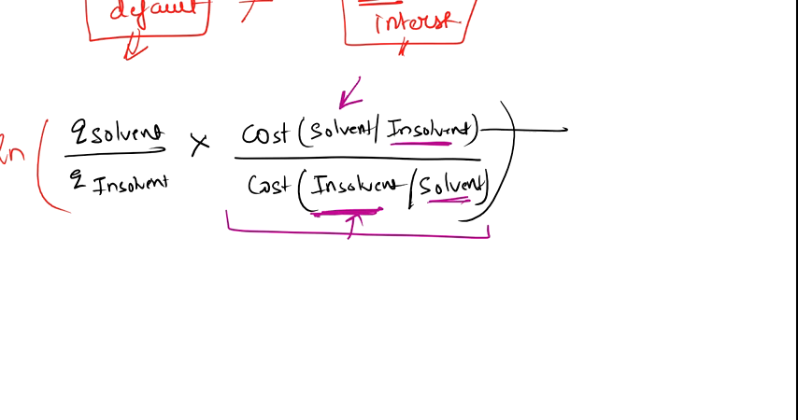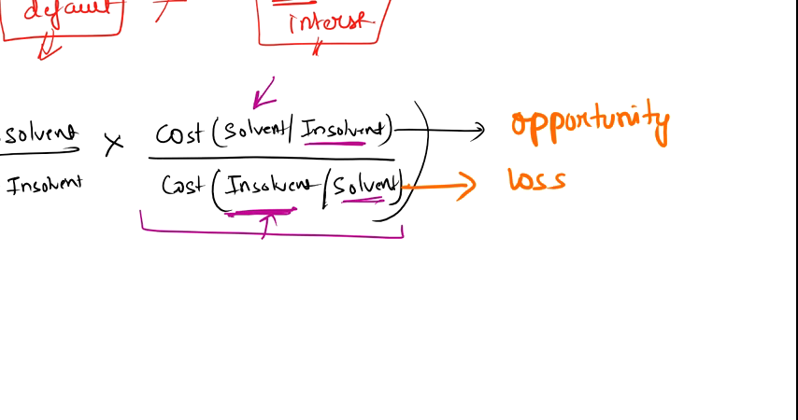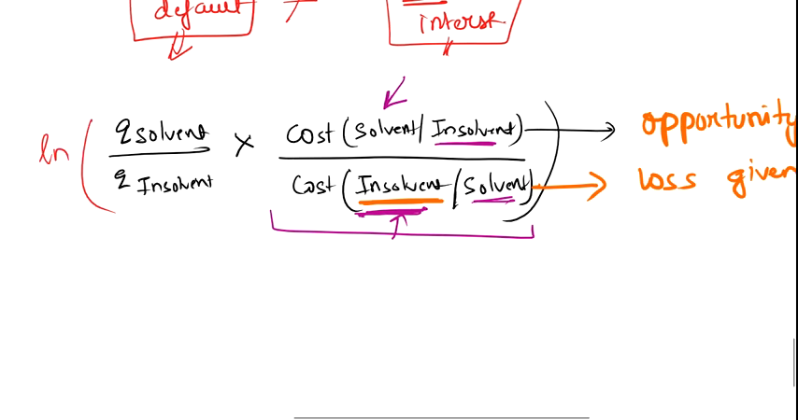So the first one is basically the opportunity cost, meaning we have the opportunity to earn a good income, but we are unable to get it because we have left a solvent party because of our wrong z-score. So we have an opportunity cost. But in the case of the second part, it is a loss given default, meaning it's an insolvent party which I have accepted, so I have a loss given default. Meaning, if a default happens, what will be my loss?